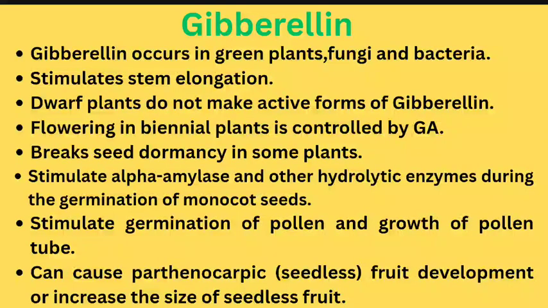About gibberellin. Gibberellin was first discovered in a fungus, Gibberella fujikuroi, but right now 40% of gibberellin is found in green plants only. It occurs in green plants, fungi and bacteria. It stimulates stem elongation like auxin. Auxin also can stimulate stem elongation.